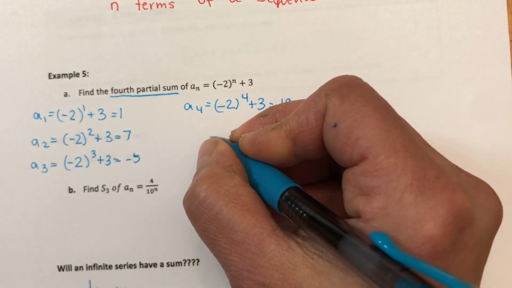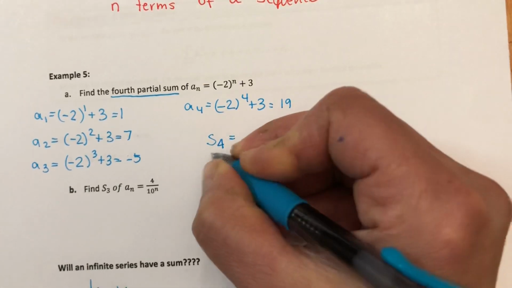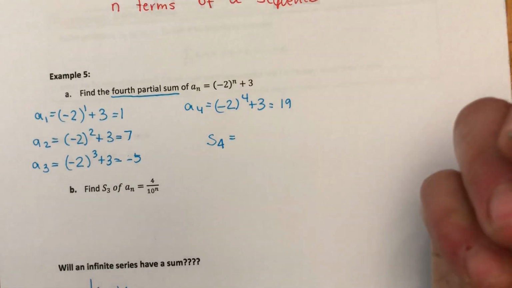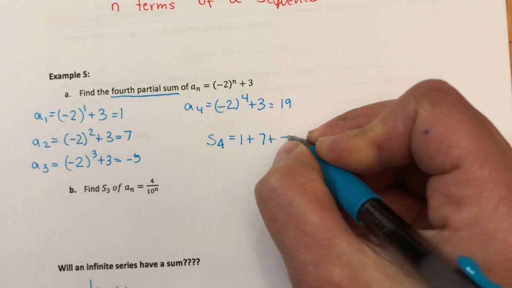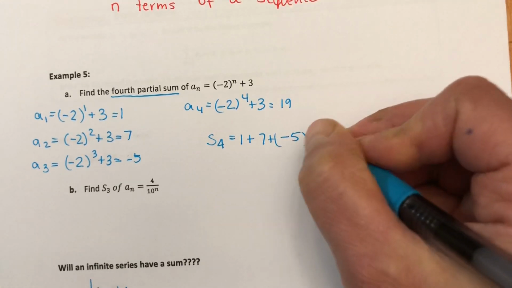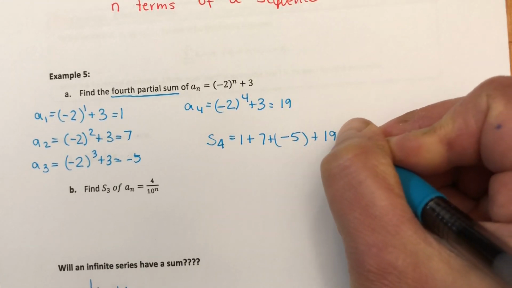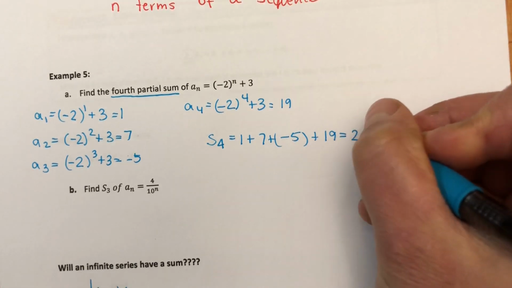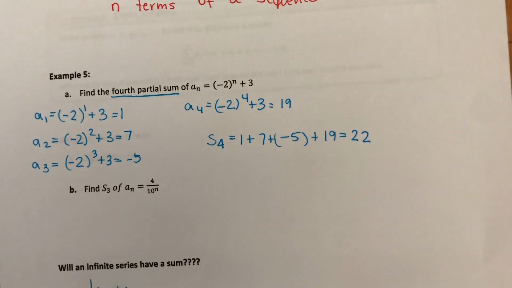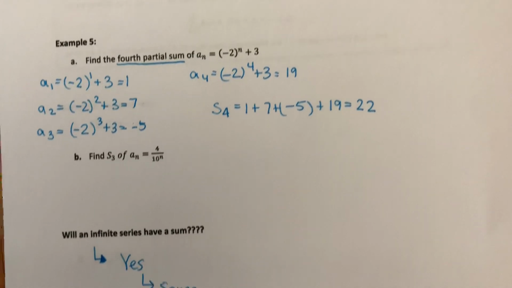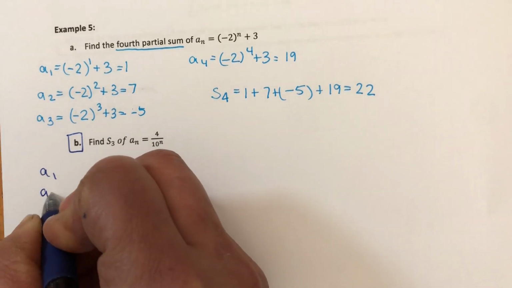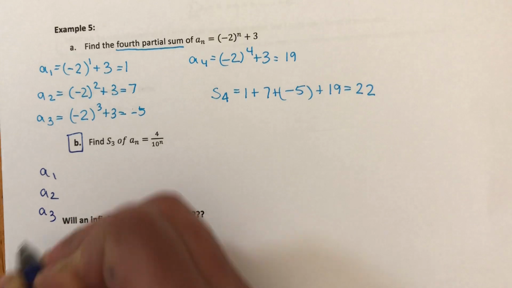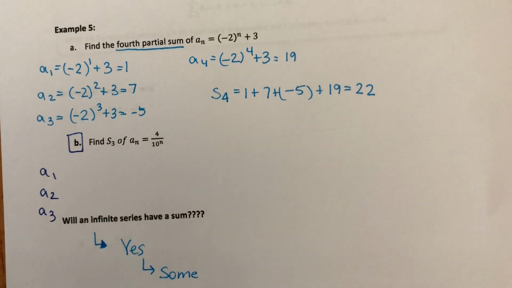And if I want to figure out the fourth partial sum, if you think about this, it's the sum of the first four terms, and that is going to be 1 plus 7 plus -5 plus 19. That is going to be 22, if I didn't make any mistake right there. All right, and here's one for you. Make sure you find your A1, your A2, and your A3. Once you have those three terms, add them together, and you will be able to figure out what the answer is.